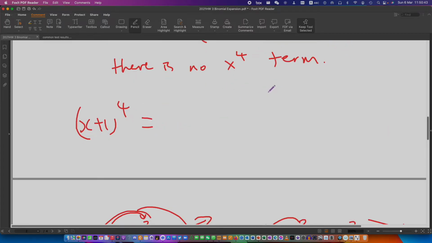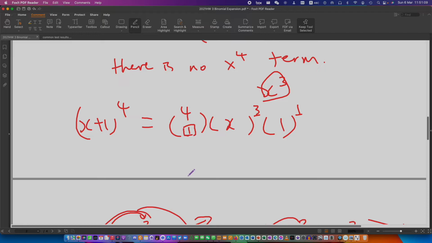So let's say I want the x to the power of 3 term. So what is the x to the power of 3 term in this case? For this question, it's easy. So it's x here, 1 here, then this is always 4, right? So the only way to get x to the power of 3 is you put a 3 here. If you put a 3 here, this will be 1, because these two have to add to 4. So what is this? It has to be 1.